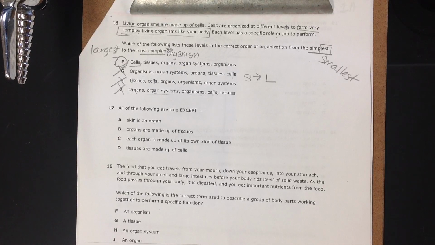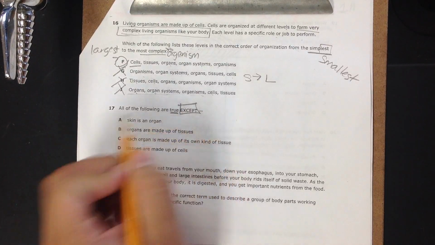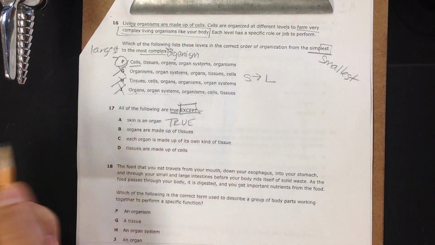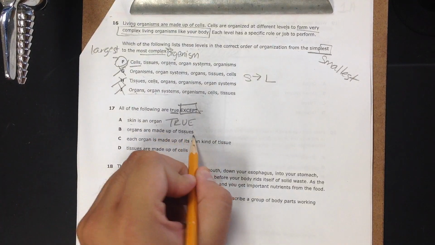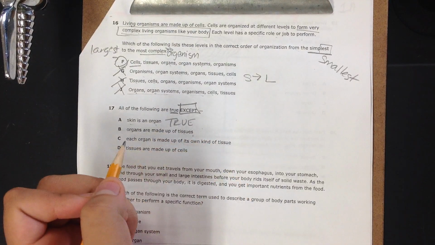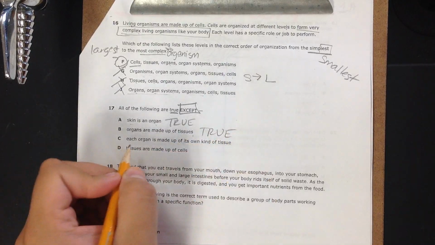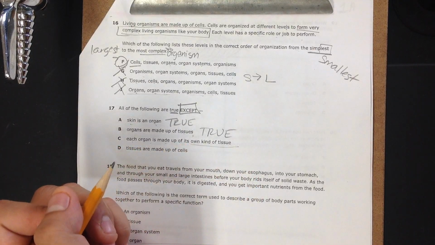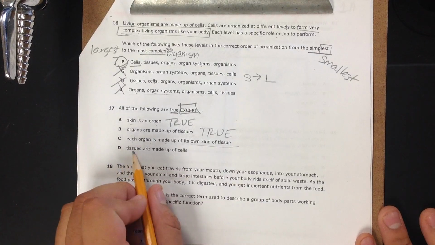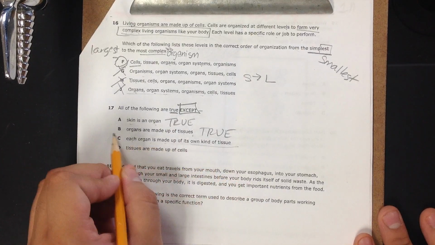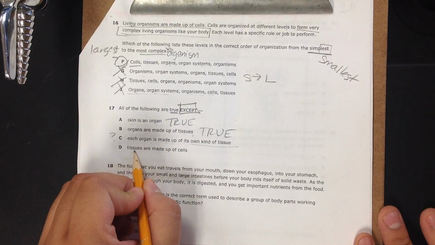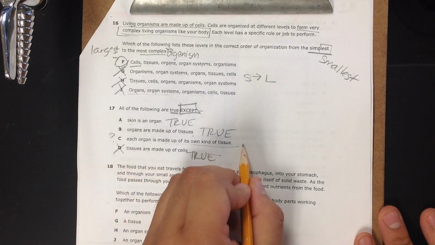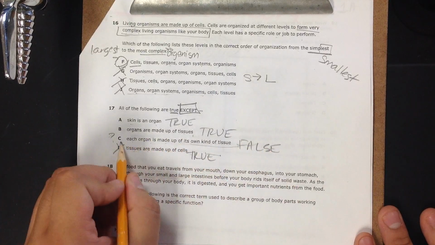Number 11, all of the following are true except, which one is not? Which one's false? The skin is an organ. That is true. It's the largest organ in your body. Organs are made up of tissues. That's true. And we still got two more. Each organ is made up of its own kind of tissue. Well, sometimes we have different types of tissues working together. So that's false already, so I'm going to question mark it. And tissues are made up of cells, and that's always true. They're always made up of cells. So the only one that's false ends up being C.